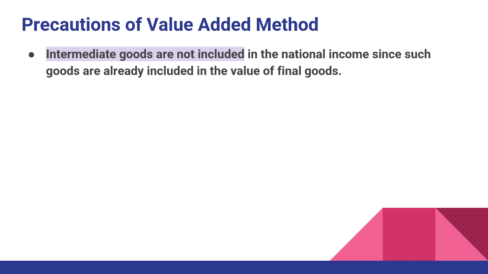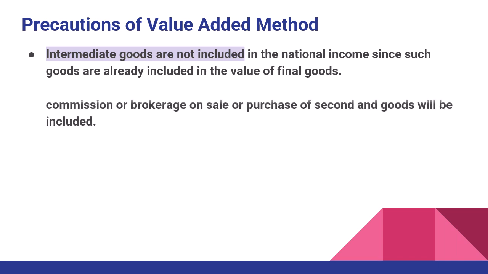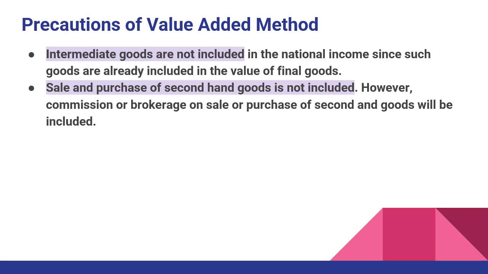Sale and purchase of second hand goods is not included. सेकेंड हैंड गुड्स की सेल परचेज इंक्लूड नहीं करते. जिस साल में वो गुड प्रोड्यूस हुआ था उसकी वैल्यू उस ईयर की इनकम में इंक्लूड होगी, ठीक है. सो फॉर सेकेंड हैंड गुड सेल एंड परचेज इट इज नॉट इंक्लूडेड इन कैलकुलेटिंग नेशनल इनकम, बट येस if there is some brokerage fee or commission is involved, then that will be calculated in the income of the current year.